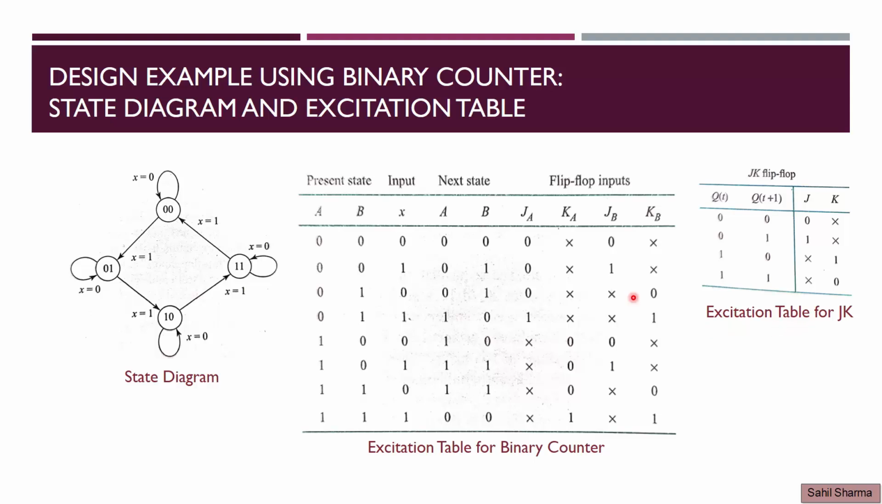So using this excitation table, when present and next state of flip-flop A are same as 0 0, the value of JK will be 0x. So JA and KA are 0x. Similarly, if the value of flip-flop B has a present state of 0 and next state as 0, then again J and K will be 0x. Let's verify some other value. When the present value of A flip-flop is 1 and the next state is also 1, so using this excitation table, J and K values are x and 0.